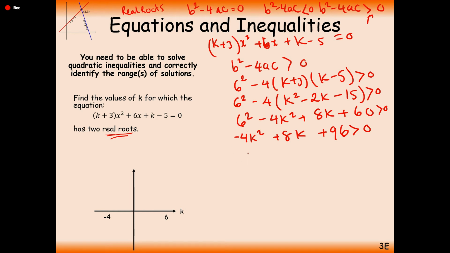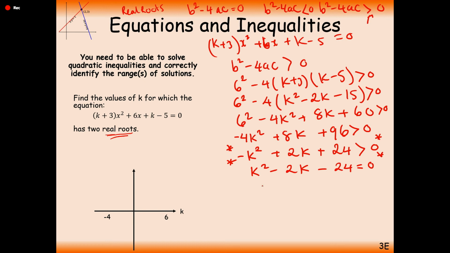We can reduce this quadratic by dividing everything by 4, so we're left with negative k squared plus 2k, and 96 divided by 4 is going to be 24. It's greater than 0. Straight away we can imagine we times everything by minus 1, but please put a sign on the original inequality because that's going to help us drawing it. So imagine I times everything by negative 1, I'll have k squared minus 2k minus 24, and I'll say it's equal to 0 for now.